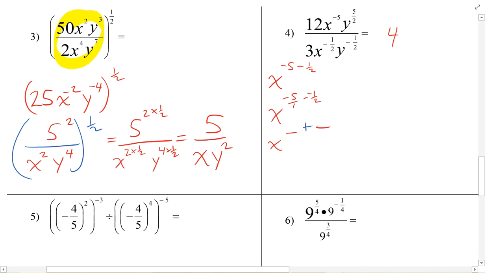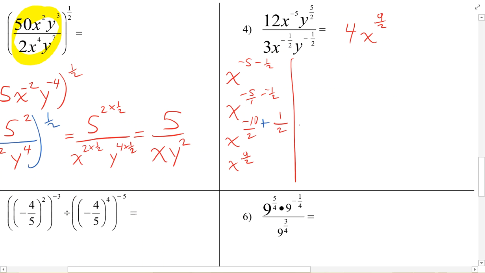What's the common denominator, Chase? Are you punching it in on your calculator, or are you just using the fraction button? Don't use the fraction button. Negative 10 over 2 plus 1/2. So what's negative 10 plus 1? 9 over 2. Okay. So x exponent 9 over 2.